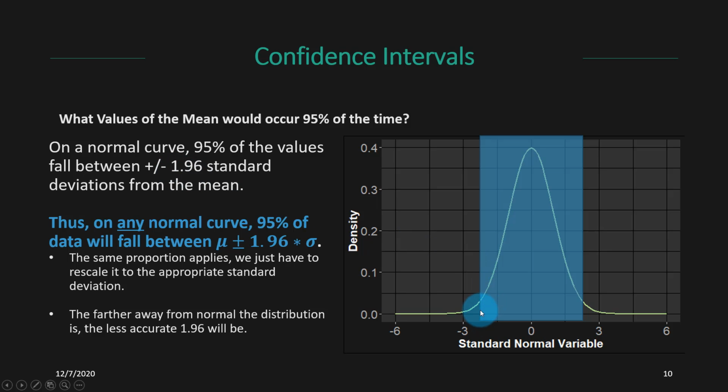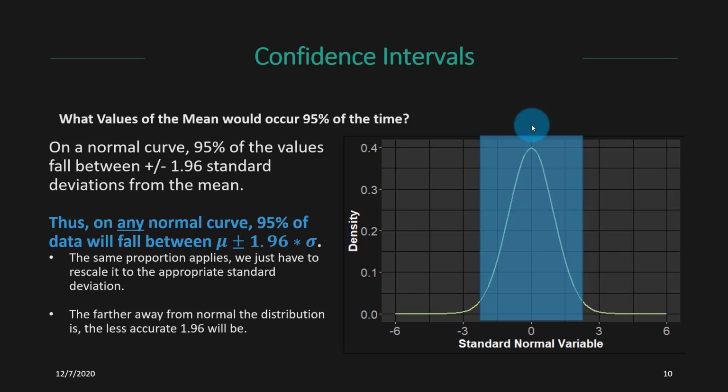So negative 1.96 separates the bottom 2.5% of the distribution from the top 97.5%. Positive 1.96 separates the top 2.5% of the distribution from the bottom 97.5%. And if we're shaving 2.5% off here and 2.5% off here, that means in the middle we're left with 95%. So between plus and minus 1.96 is the middle 95% of the distribution. This same window is always going to apply on a normal curve.